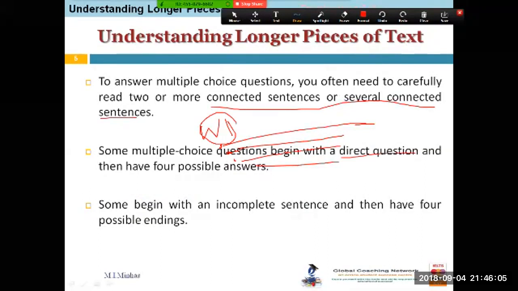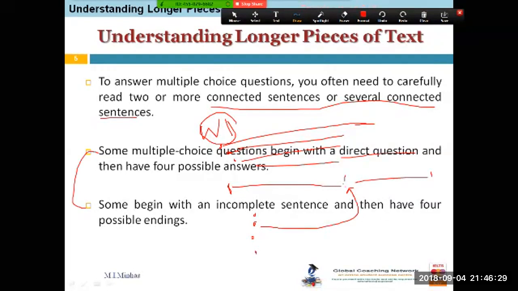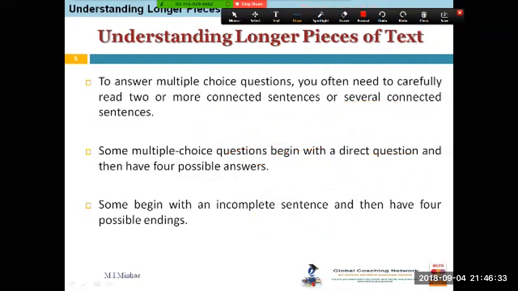There's another type of multiple choice questions in which an incomplete sentence would be written, and you will be given options and you have to choose one of these options, one of the endings, to complete this sentence. Okay. Clear? So these are two types of multiple choice questions. There's another multiple choice type.